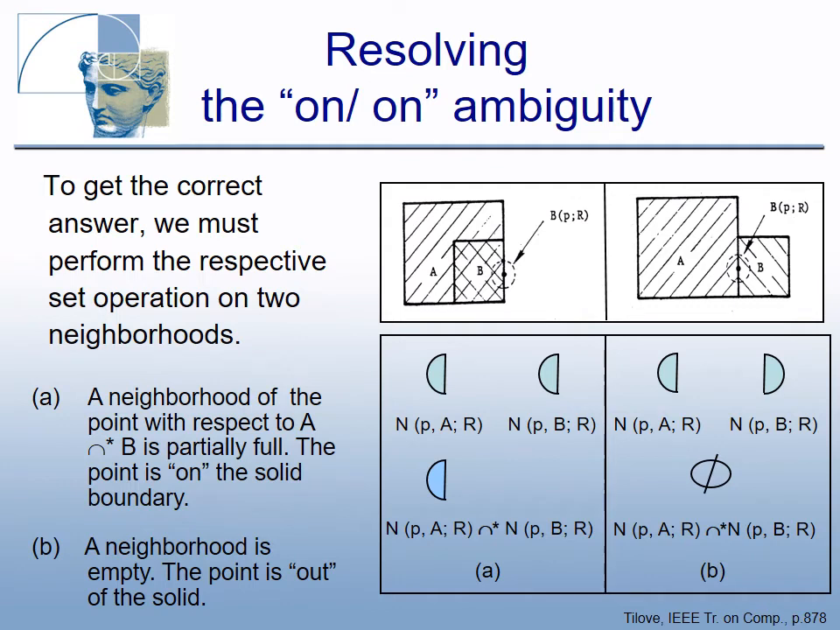Let us consider regularized intersection operation for two examples in the slide. In case A, the neighborhood classification allows us to classify the point as a boundary point in both solids. The intersection of two neighborhoods also provides the condition of a boundary point. The same procedure for case B gives us an empty set. This means that the point is out of the solid.